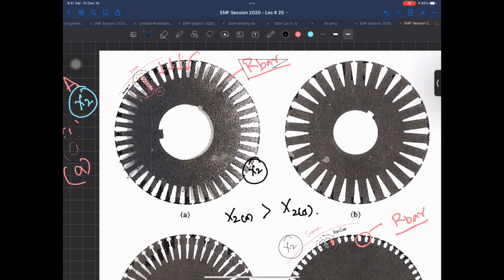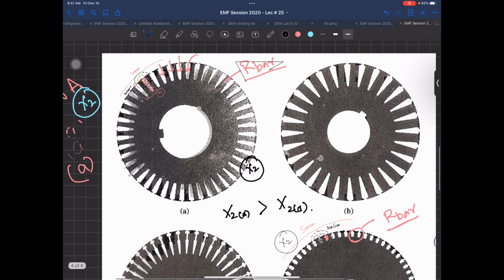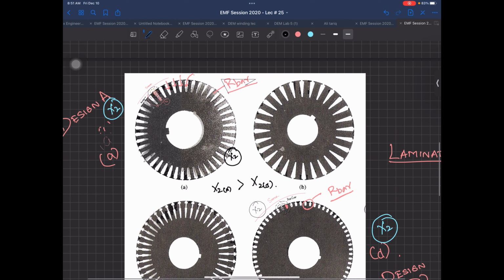Anyone? Any idea on this one? X2 is small, losses will be less. Any other idea? And why will losses be less? Okay, current is going to be smaller, but if current is less, then the torque produced will also be less.